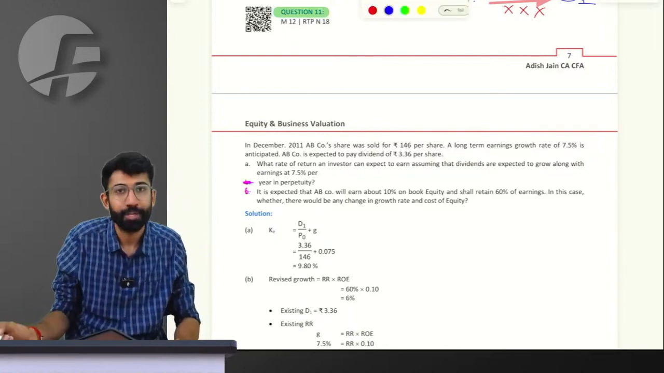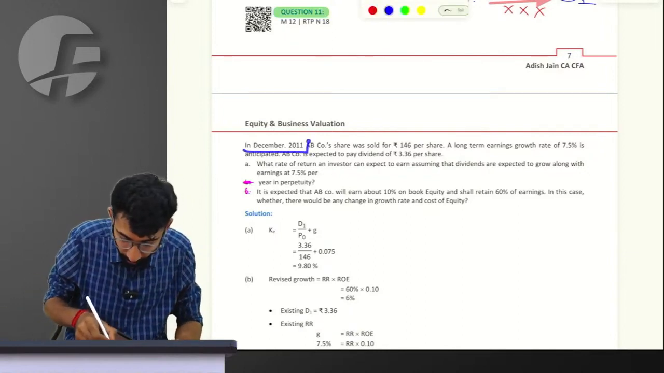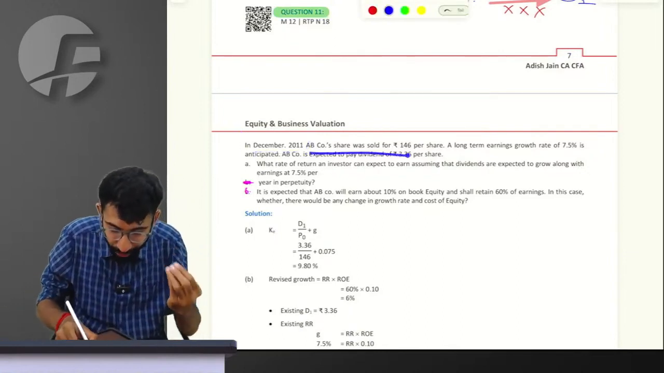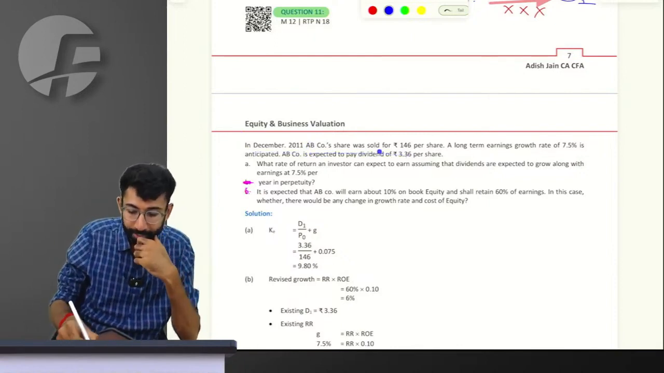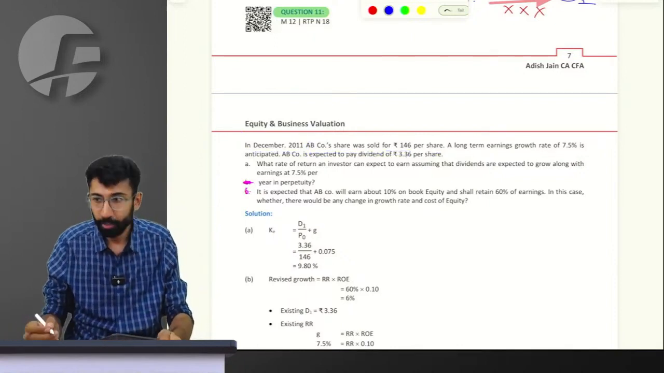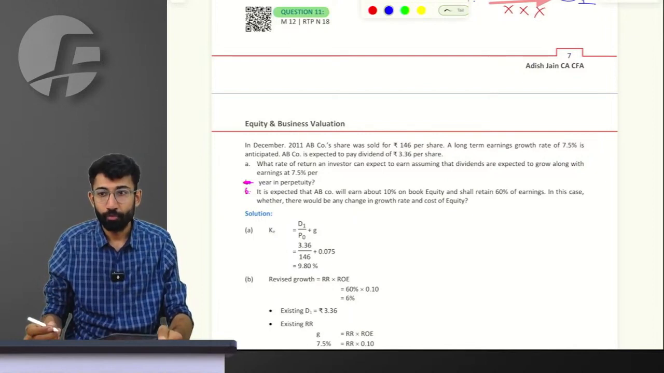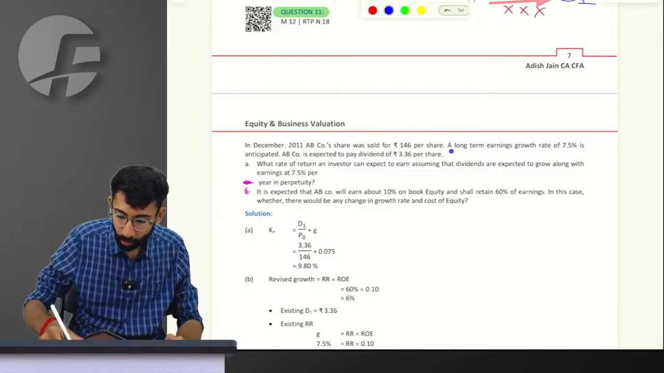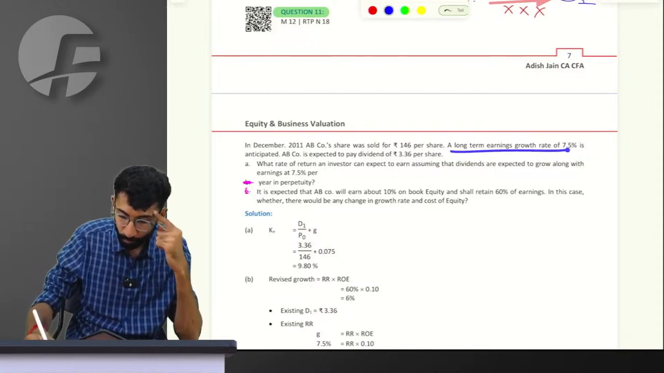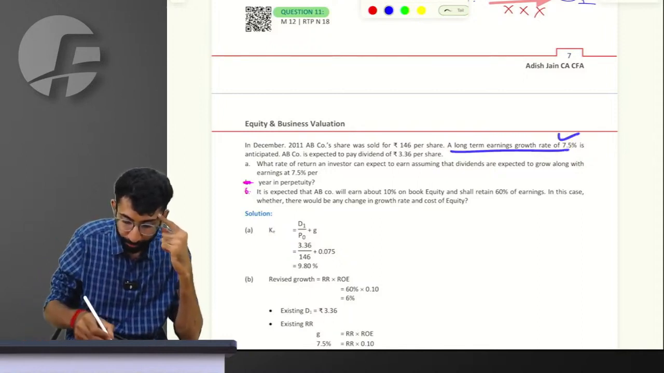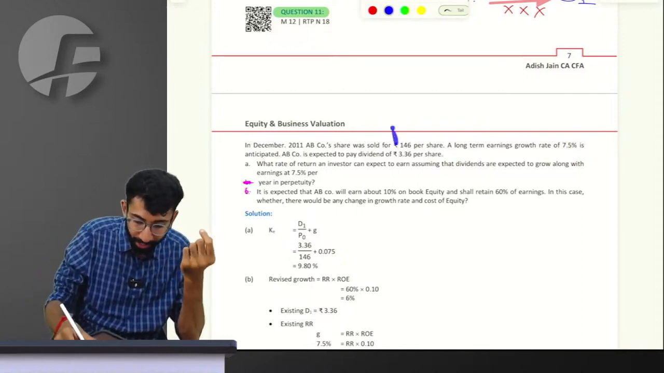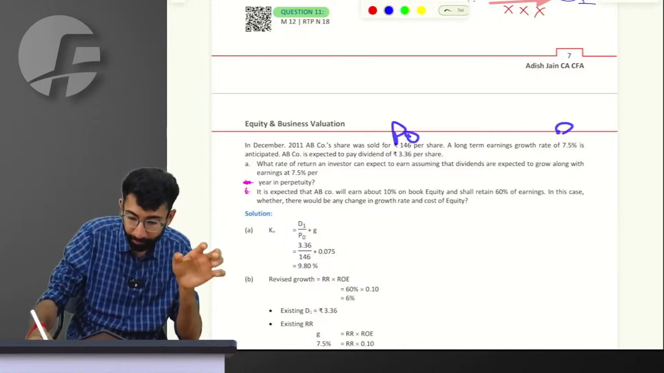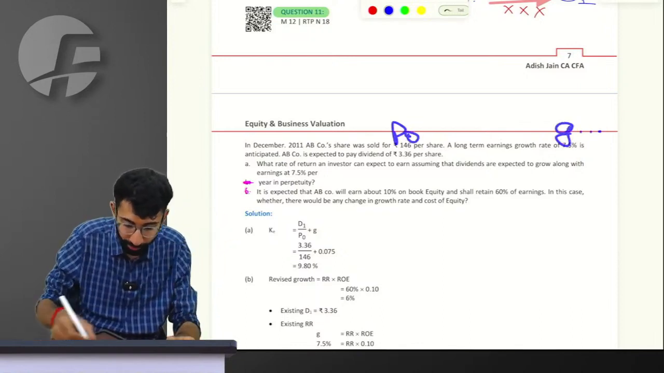Let's proceed to the question. In December 2011, AB company's share was sold for rupees 140 per share. A long term earning growth of 7.5 is anticipated. So we have the price of the share already given, and we have a long term growth rate already given.